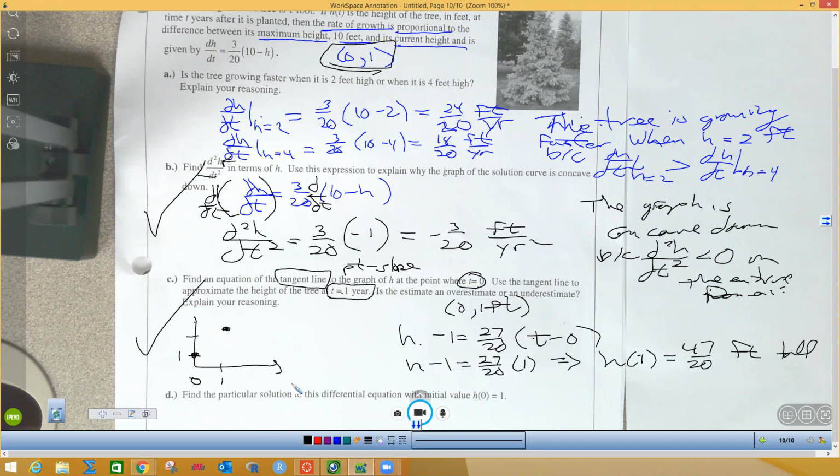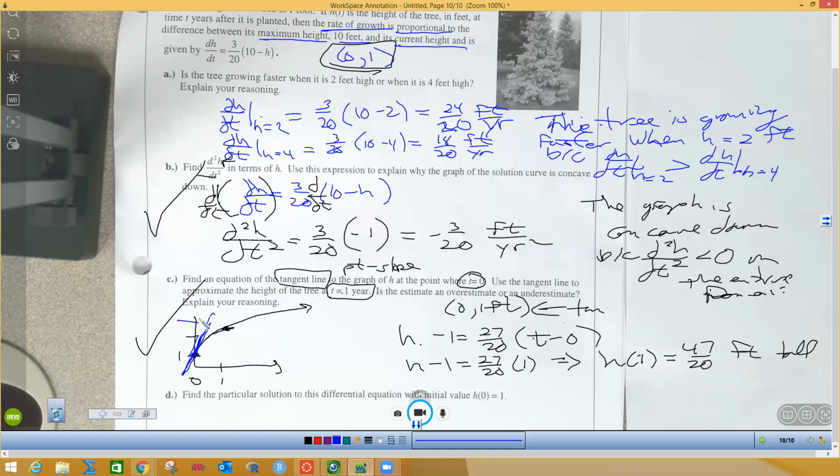And what did we find out in part B? Concave down. So what that means is the tree is going to be doing something like that. Now, didn't we find a tangent at this point? So if I draw the tangent at that point, the tangent line would be something like that. Actually, I'm sorry, I did the wrong tangent line. It said t equals 0, the point (0, 1). So this is my tangent line right here.